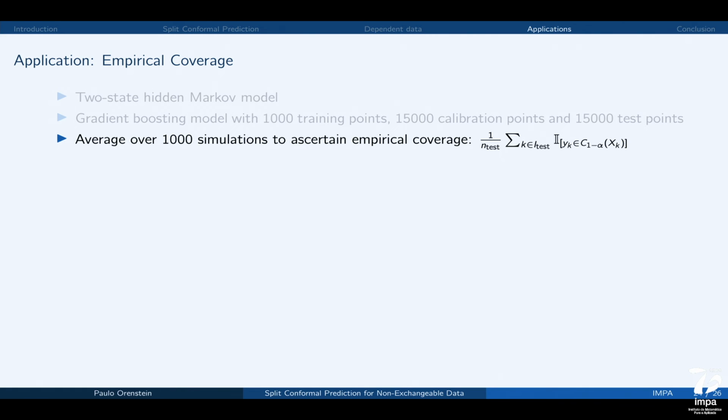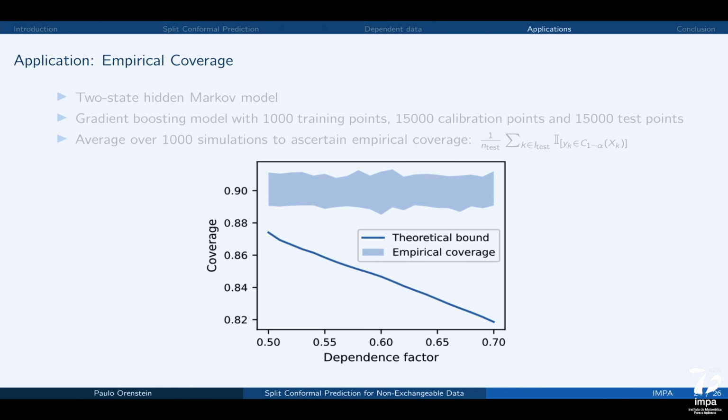That is, whether it's true that the average of the indicator that the Y_k on my set is in C_{1-alpha}, or this is close to 1 minus alpha. And this is what you get. So on the x-axis, you have this dependence factor, sort of the probability that you stay still in your Markov chain. And the y-axis is the coverage.